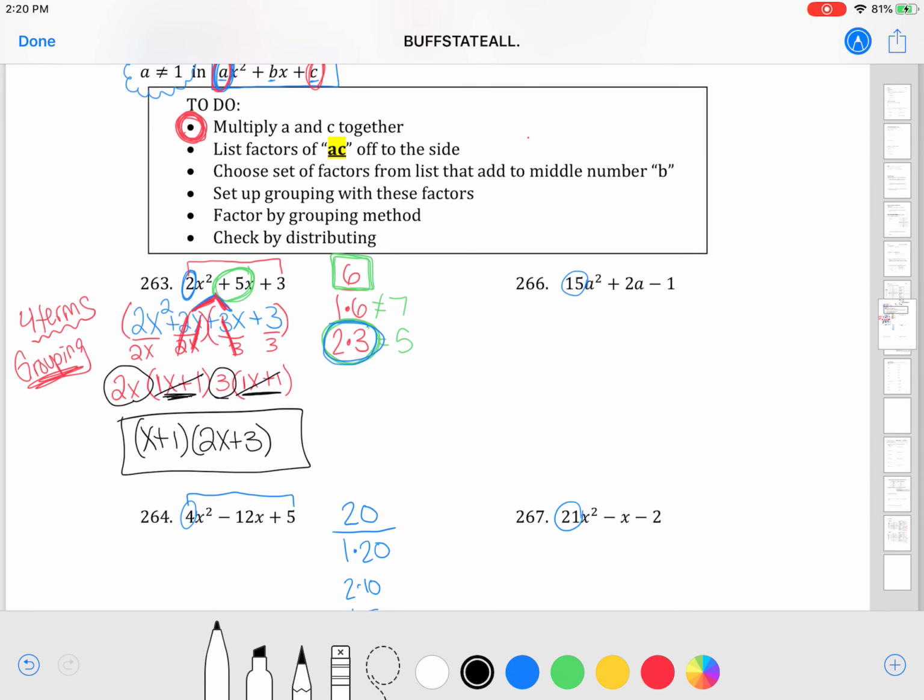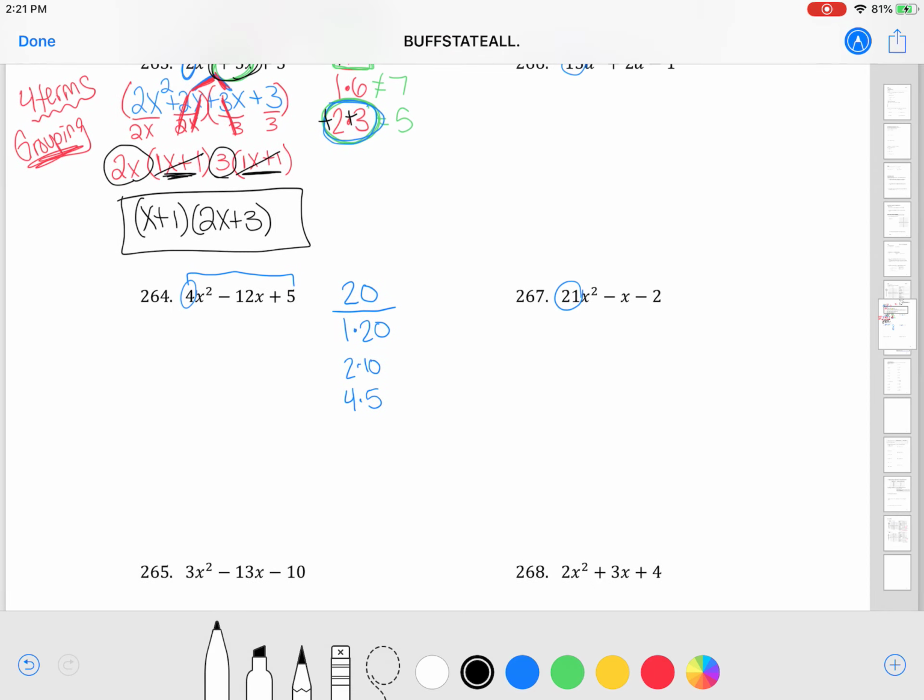All right, so for the first example that we did, we had a positive 6 that we had to multiply to, and we used a positive times a positive because we were adding to a positive 5. Now, we have a positive 20 that we're multiplying to. So it's either a positive times a positive or a negative times a negative. But in this case, we're adding to a negative 12. So your goal here is to pick a pair of numbers that multiplies to positive 20 and adds to negative 12. Take a second to try and figure out what that pair is going to be.